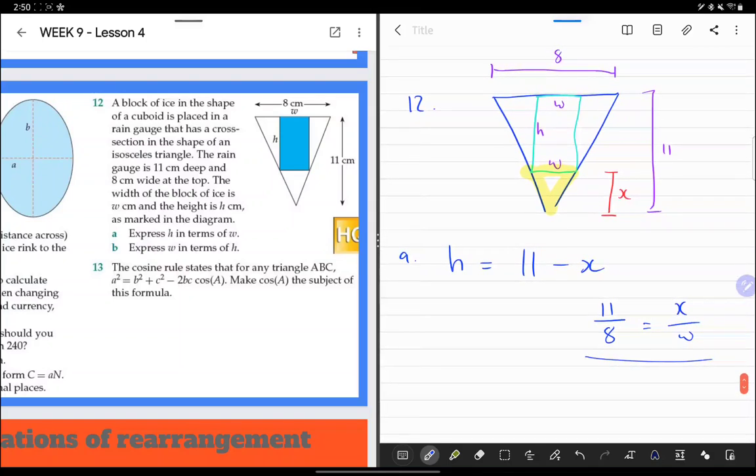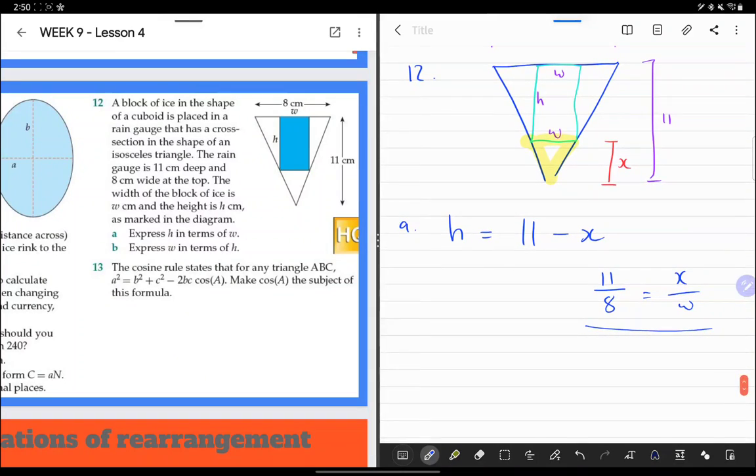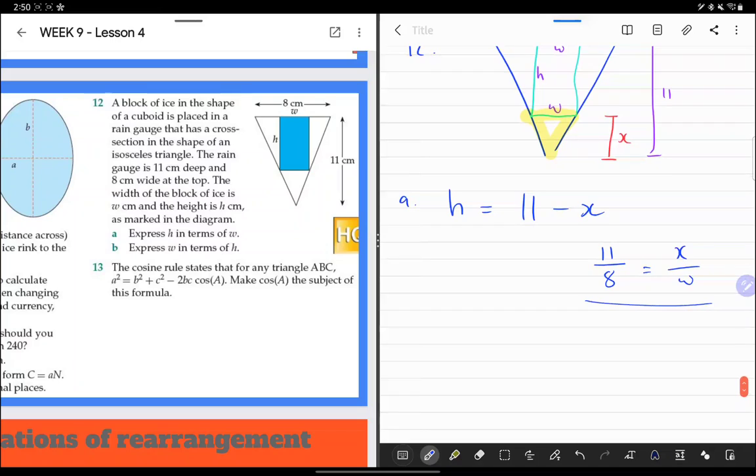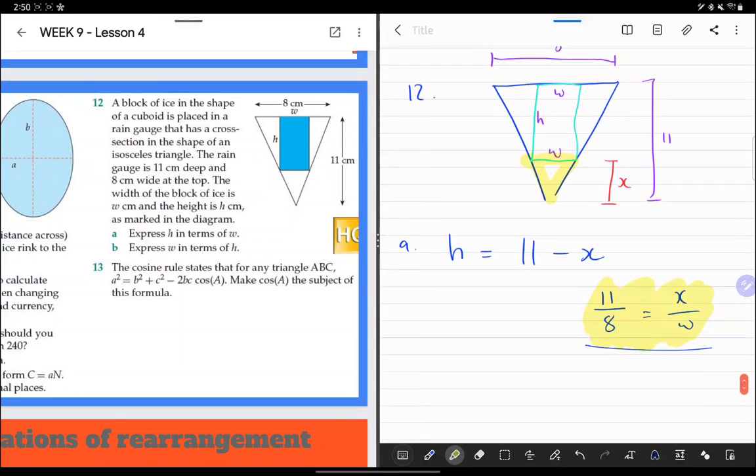right? So because it's an isosceles triangle and it is cut up symmetrically, that rectangle, that ice block there, is right in the middle, cutting up the isosceles triangle into a smaller isosceles triangle, but it is a similar triangle, if you remember your geometry. Cool. Now, that having been said, their proportions, their ratios will be the same. X over W will be the same as 11 over 8.